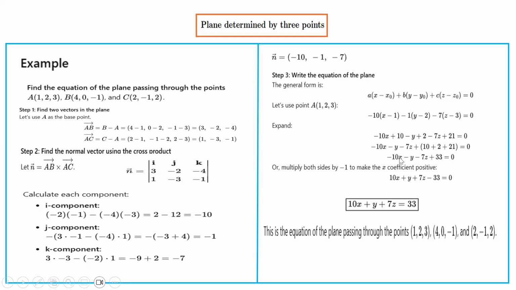When we expand, we'll have negative 10x minus y minus 7z plus 33 equals 0. So what we can do is multiply both sides by -1 to make the x coefficient positive. Then we'll have our equation as 10x plus y plus 7z minus 33 equals 0, or we can rewrite it as 10x plus y plus 7z equals 33. And that would be the equation of the plane passing through the given point.